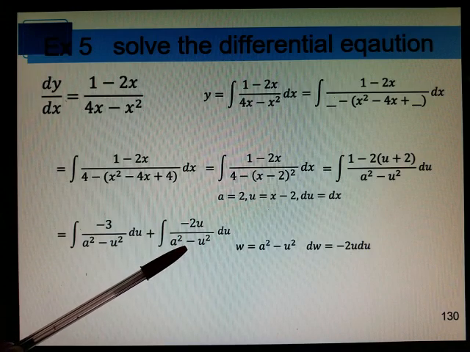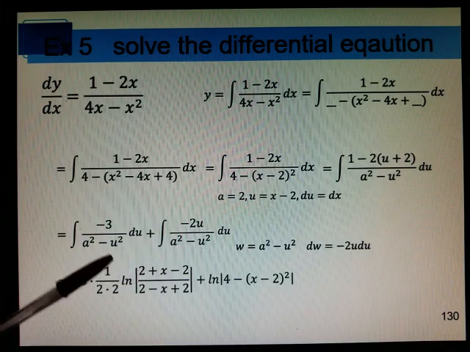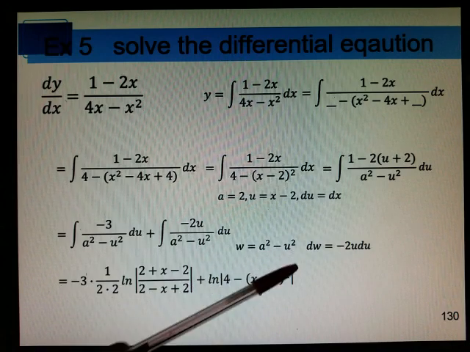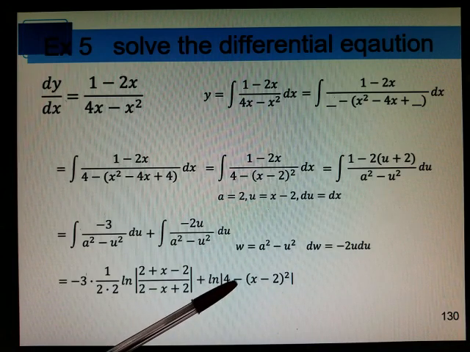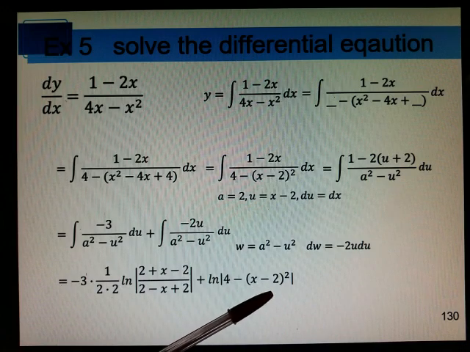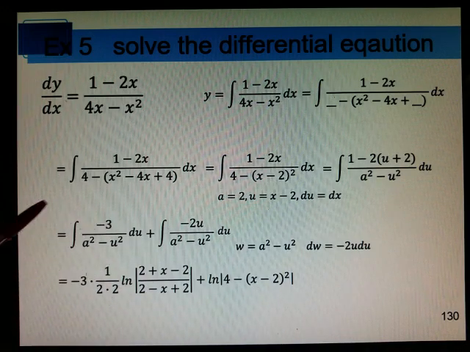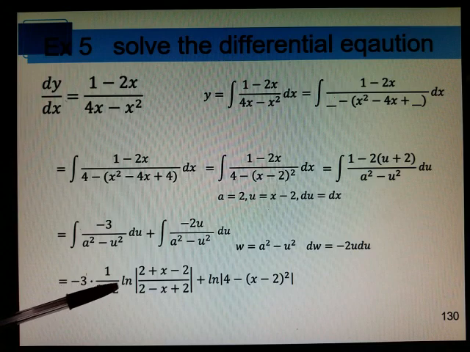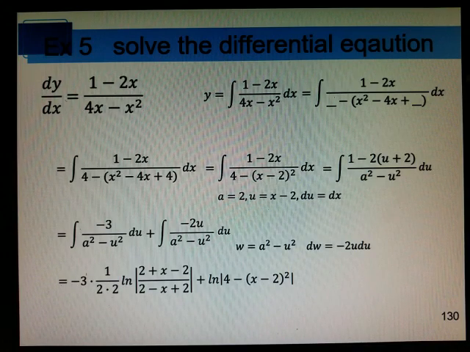dw over w is going to be natural log of w. Natural log of w, that means natural log of the w, which was a squared minus u squared. So natural log of a squared minus the u squared. This piece was negative 3 times, and then we integrate using our rule down there for number 5. 1 over 2 times a, so 1 over 2 times 2, natural log of, and then it says a plus u on top, a minus u on bottom.